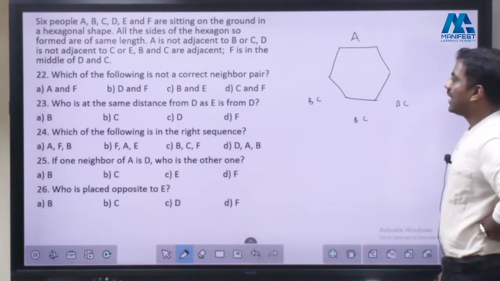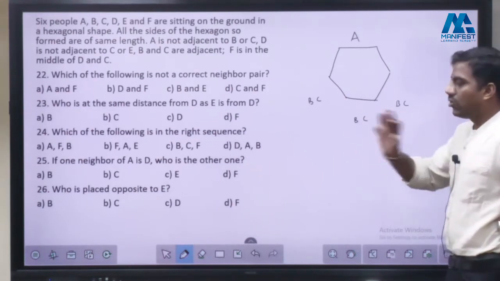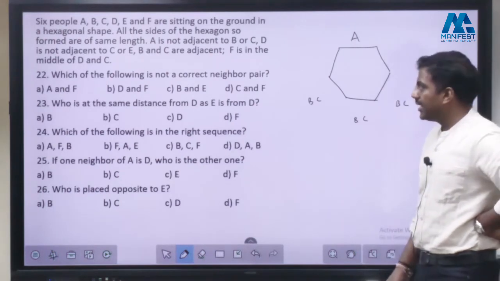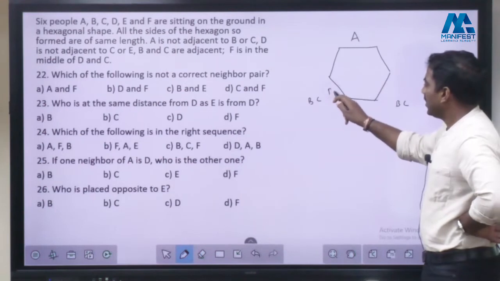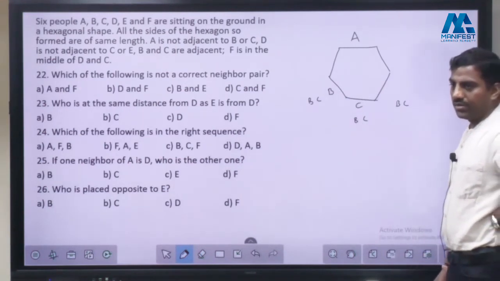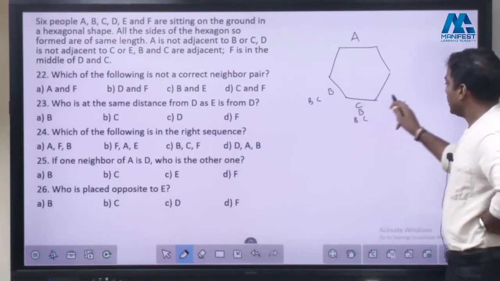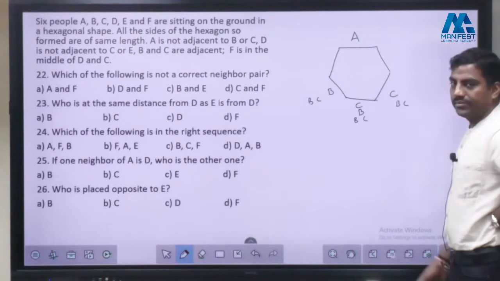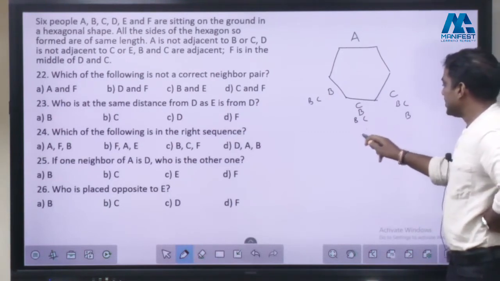D is not adjacent to C or E. We have not ascertained the position of C or E yet. B and C are adjacent. If B is here, then C would come here. Yes or no? If B is here, then C would come here.